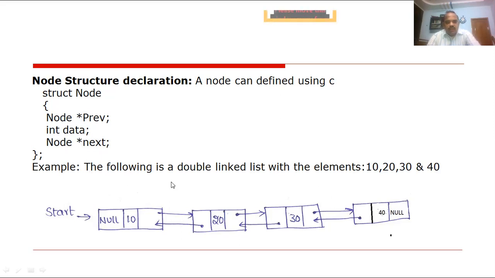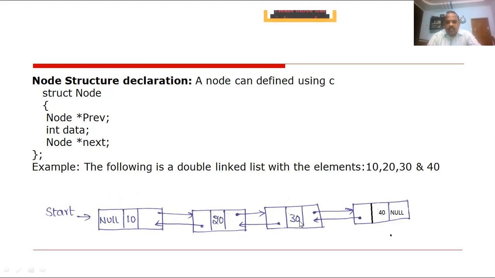So the following is a double linked list with the elements 10, 20, 30 and 40. This is how to create a double linked list. For example, here creating a node, that is the start node: start node to previous equal to null, because there is no previous node. Then start node to data equal to 10, the first element assigned. Then start node to next equal to new node. Then new node to previous equal to start node. Then the next one, 20 is inserted into the new node.